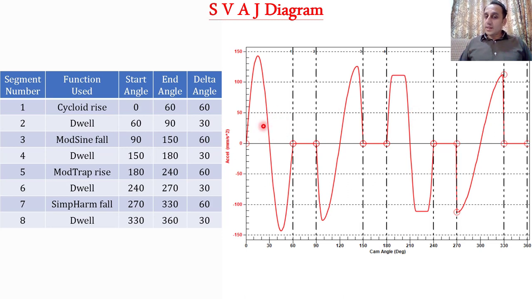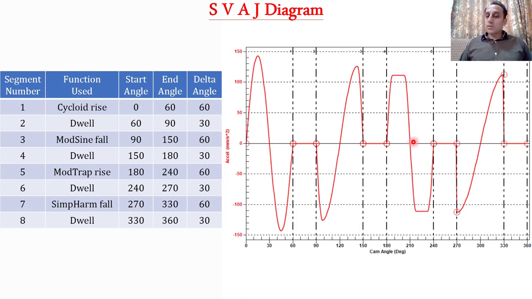The acceleration of this rise is different from the acceleration of this rise, because we are using a different mathematical function for displacements. That's why we are getting a different curve or different waveform for the rise function. All the other things are the same. This rise is also happening for 60 degree rotation of the cam, but the shape of the acceleration waveforms is different. So we will see which one is better.